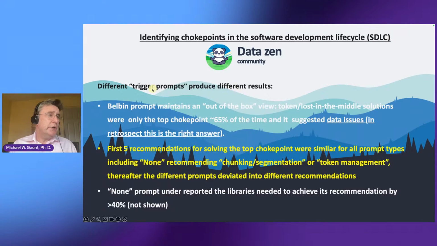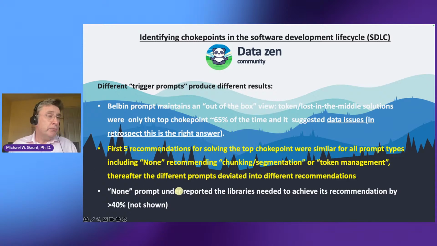Okay, so to summarize the output here, what the Belbin prompt does is it maintains an out-of-the-box view of the total SDLC. It could see lost in the middle was a problem, but it only identified it 65% of the time. And it suggested that data issues, which in retrospect is the right answer, were at the other side of the coin, were the other problem in this.